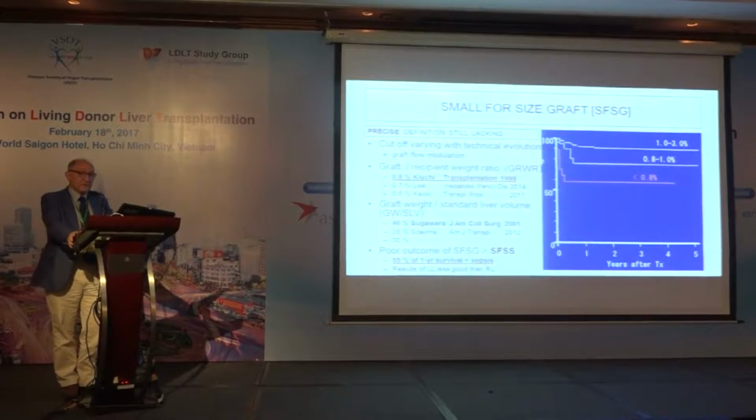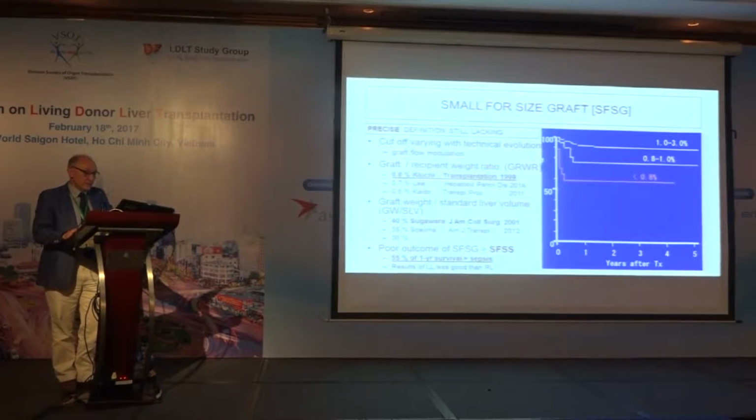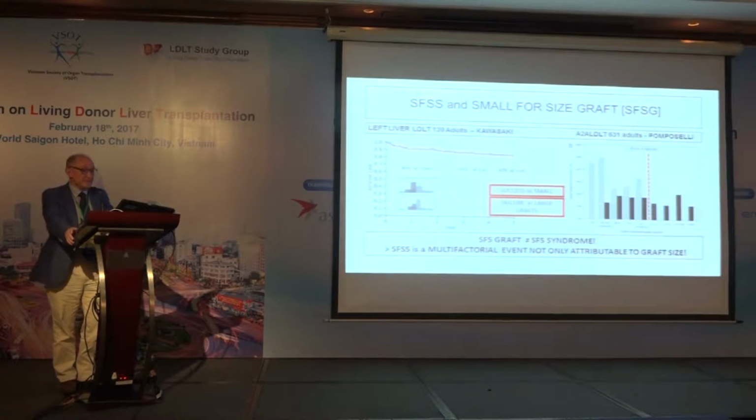What was pointed out first by the Kyoto group already about 20 years ago is that if you transplant a liver with a graft-to-body weight ratio of 0.8 or less, the result is significantly worse. This also explains why the results of left liver living donor transplantation were less good, at least in the beginning of the development of this activity.